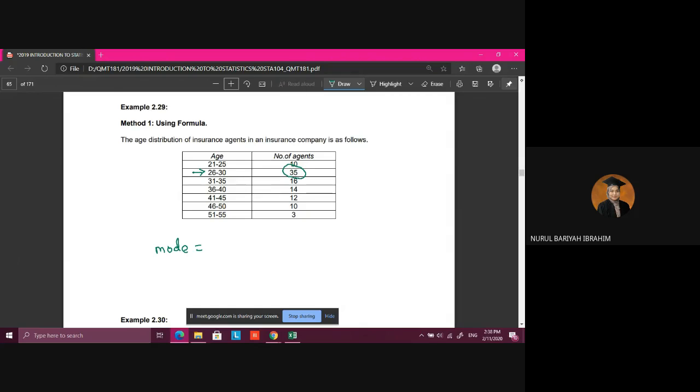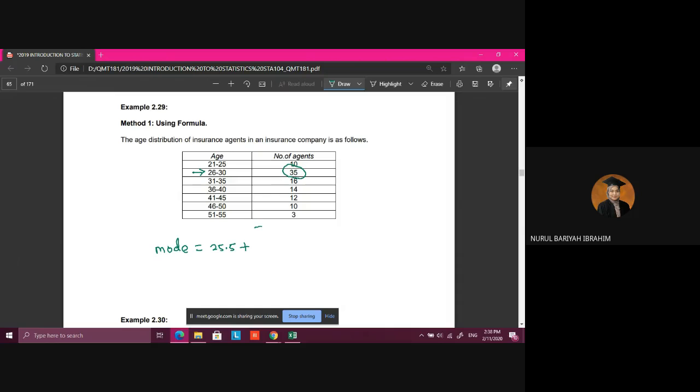Lower boundary will be not 26. Kalau kita tengok kat sini, the type of the classes here, dia non-overlapping. So nak cari lower boundaries, you kena buat 25 plus 26 divided by 2, right? So the lower boundary will be 25.5. Ambil kat sini. Okay, dia punya upper boundary 30.5. Okay, so this is the lower boundaries. Okay, I have mentioned this before in the previous lesson.